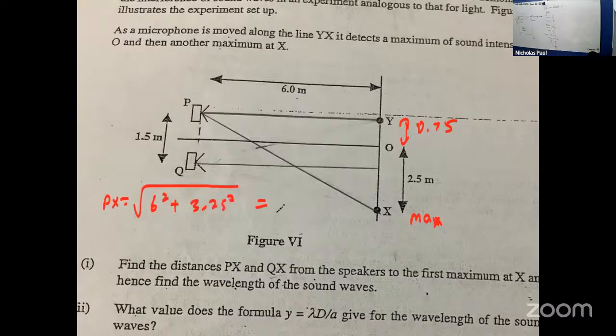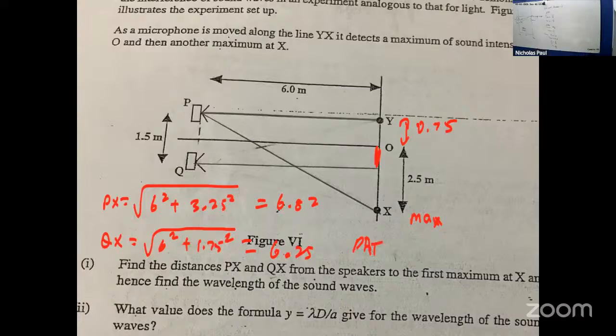How much is that? 6.82. And then you want to find qx, which is the square root of 6 squared plus 1.75 squared. Is it 1.75? 0.75, oh yeah, and I have to subtract. How much did you get? 6.25. So the path difference is how much? Well, I got 6.25.